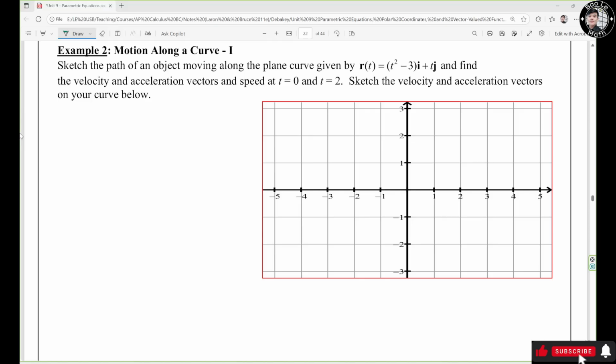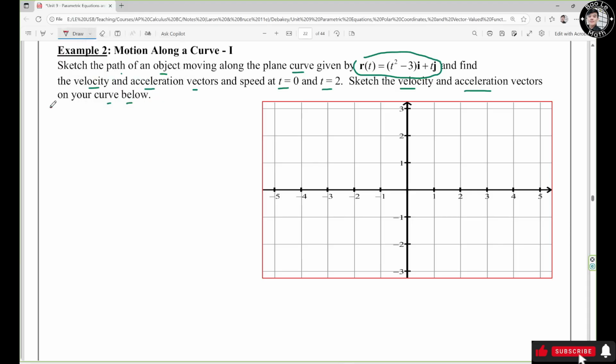Now let's move on to example number 2. Motion along a curve. Sketch the path of an object moving along the plane curve given by r of t equals (t squared minus 3) i plus t j, and find the velocity and acceleration vectors and speed at t equals 0 and t equals 2. Sketch the velocity and acceleration vectors on your curve below.